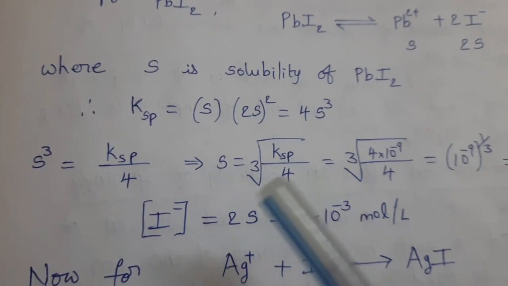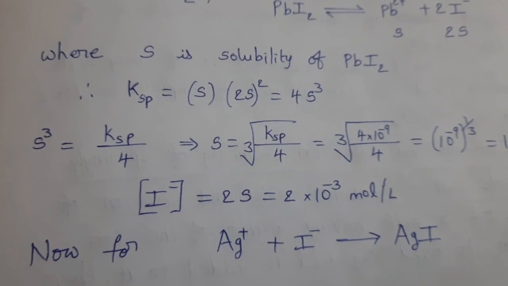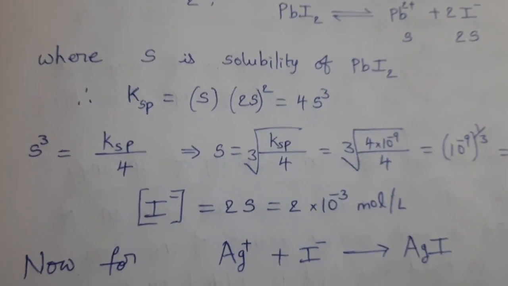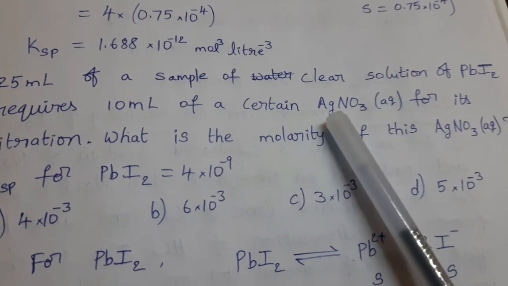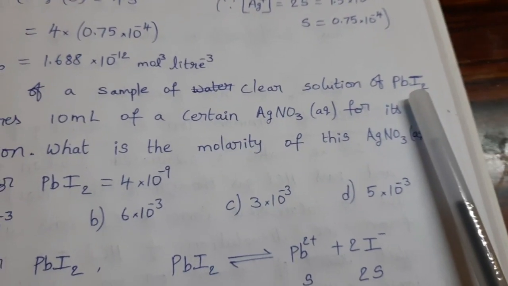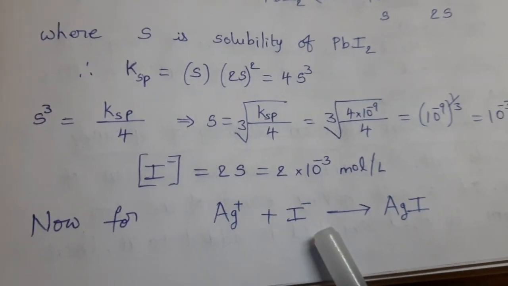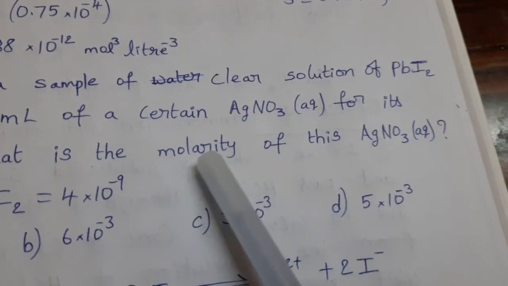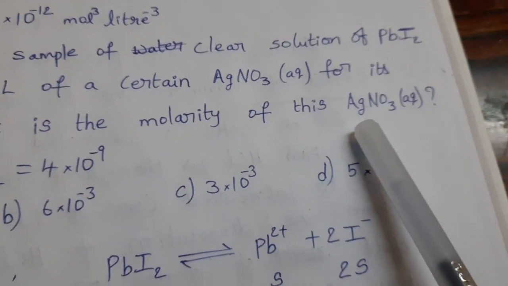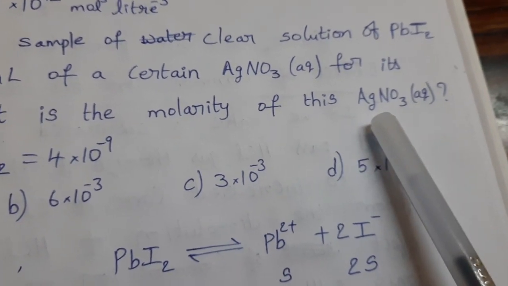Now this iodide ion can react with Ag plus, because to this PbI2 we are adding AgNO3. From that AgNO3, Ag plus and NO3 minus ions are produced. This Ag plus and I minus can react with each other and form AgI. Ag plus plus I minus gives rise to AgI. Here we should calculate the molarity of AgNO3. So first calculate the Ag plus ion concentration from that AgNO3 concentration.